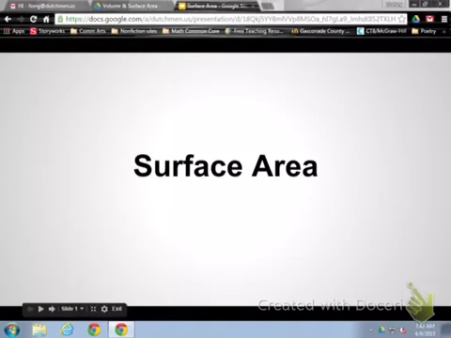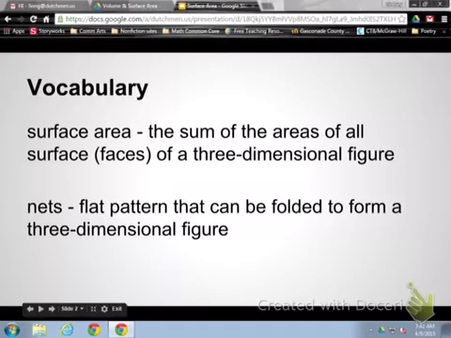Today we're going to start talking about surface area. So, as usual, we're going to start with some vocab. Surface area is the sum of the areas of all surfaces or faces of a three-dimensional figure. Nets are a flat pattern that can be folded to form a three-dimensional figure. So that's when you take a three-dimensional figure and you fold it out flat.